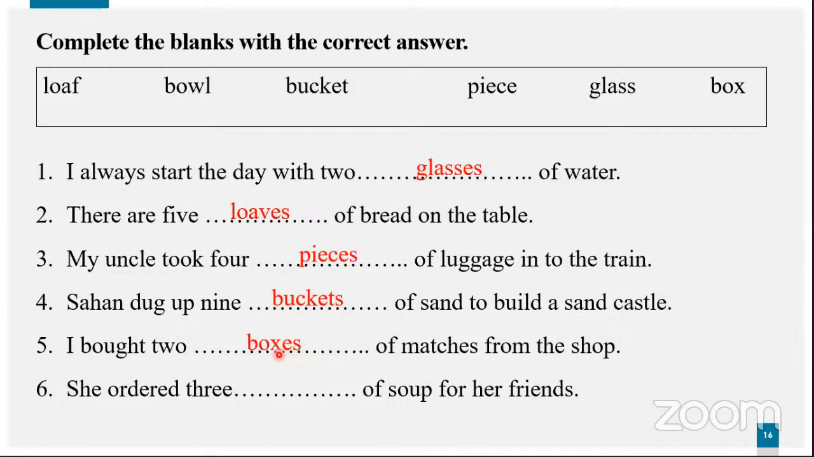Right? That's why we add ES here. I bought 2 boxes of matches from the shop.